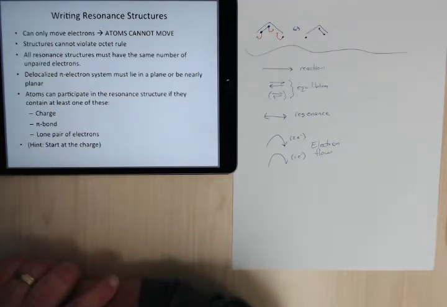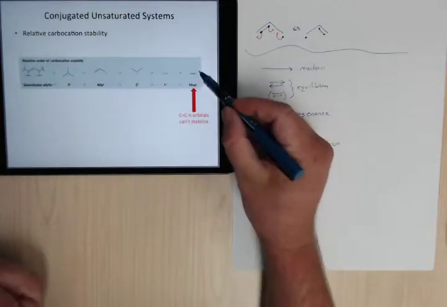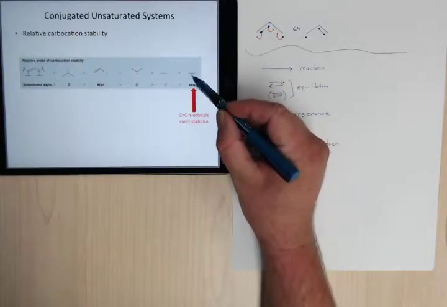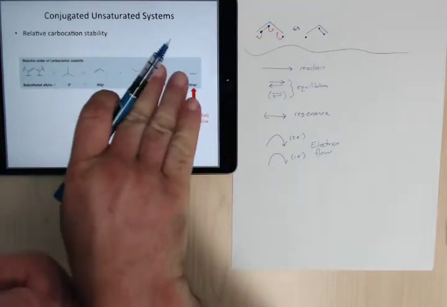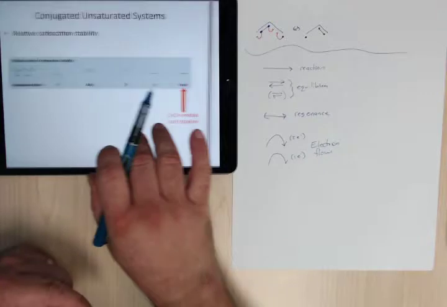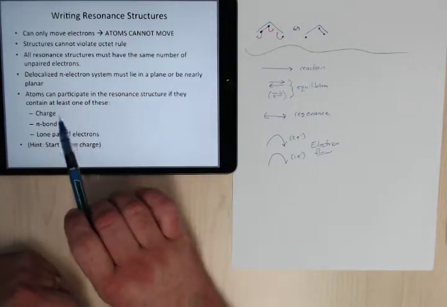The resonance structures have to have the same number of unpaired electrons. They also have to have the same net overall charge on the molecule. The delocalized electrons have to lie in a plane or be nearly planar, right? So it was like this part here, right? So you have a charge, and you have the p orbitals, but since they're right on top of each other, they're at 90 degrees. So it has to all be in alignment.